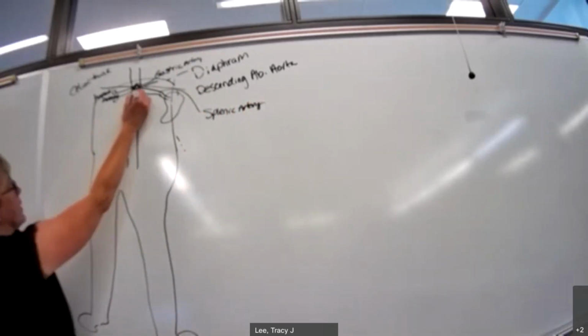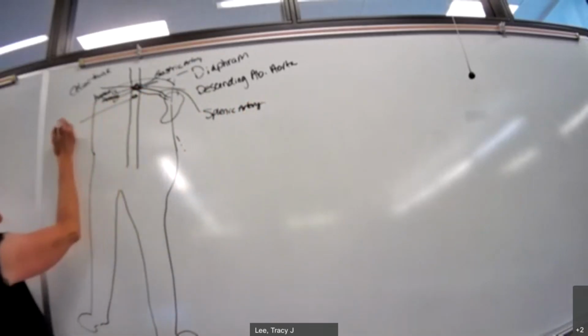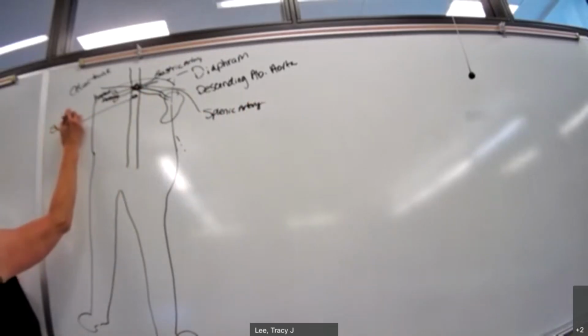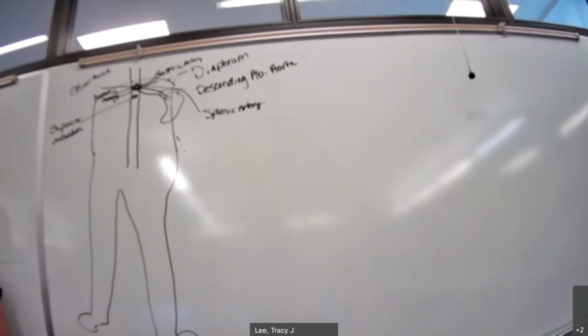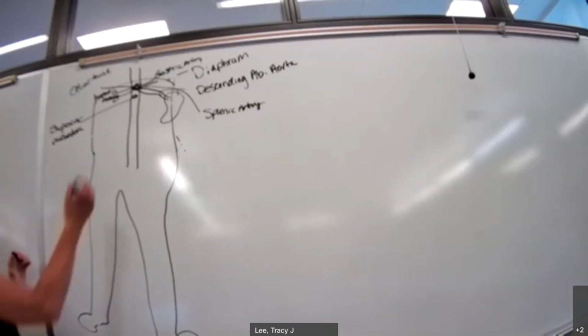Right underneath the celiac trunk, like right here, is the superior mesenteric. What did I say the mesenteries were? What are they? Yeah, they go to the intestines, right? They're the tissues that hold the intestines. So this is going to feed blood to my upper large and small intestines up here to the mesenteries.